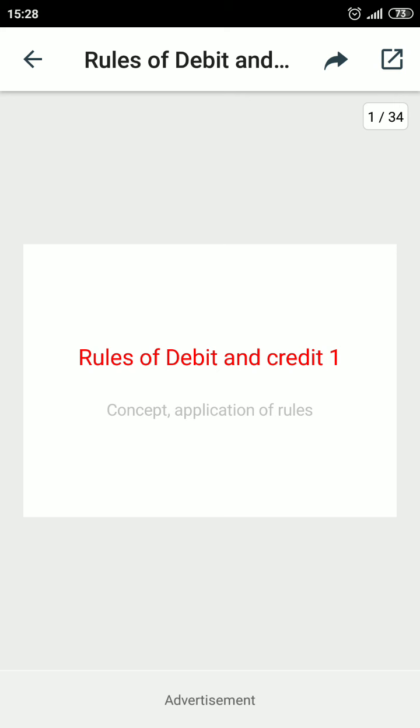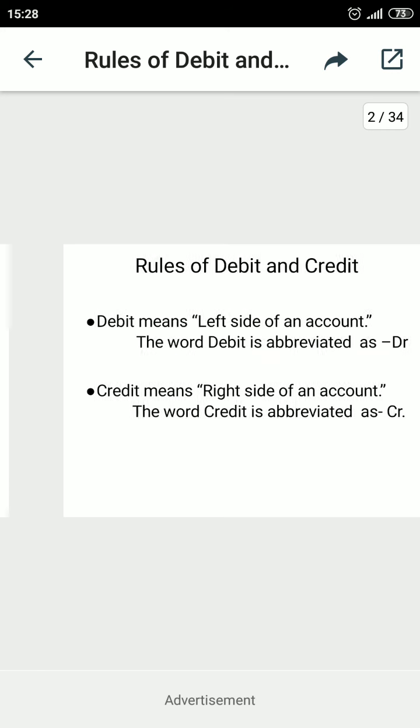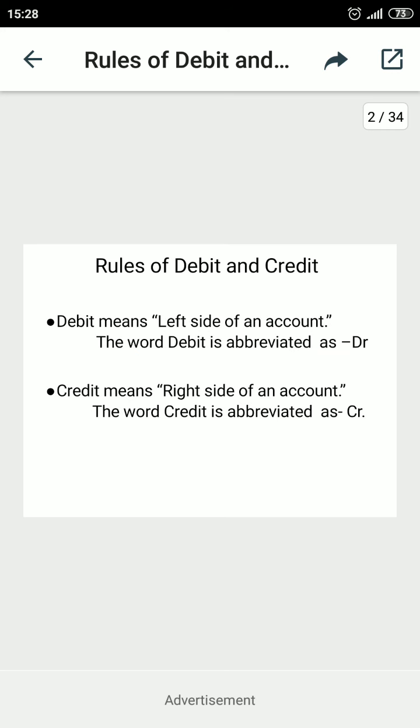Today our topic is rules of debit and credit. Our learning objectives are the concepts and applications of rules of debit and credit. Now you may understand the concept of the rules of debit and credit.